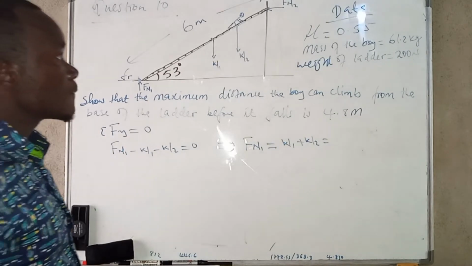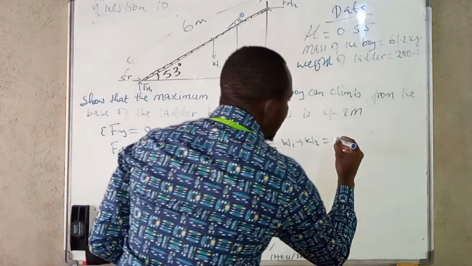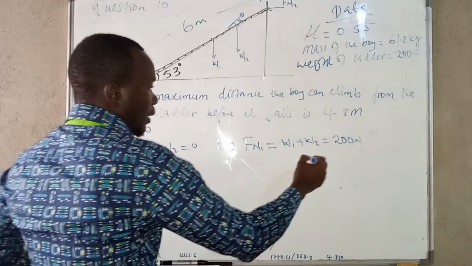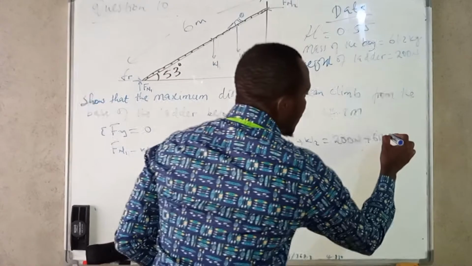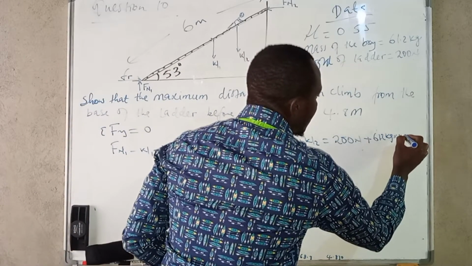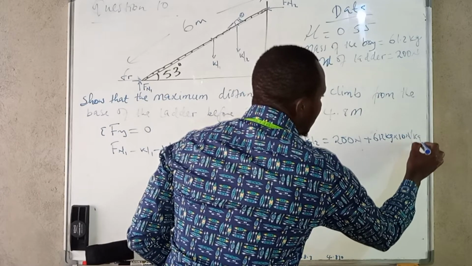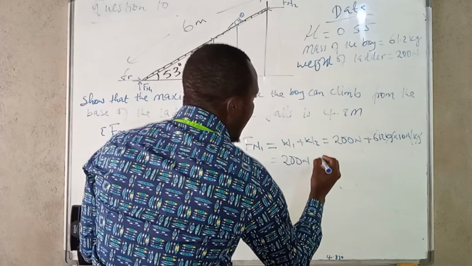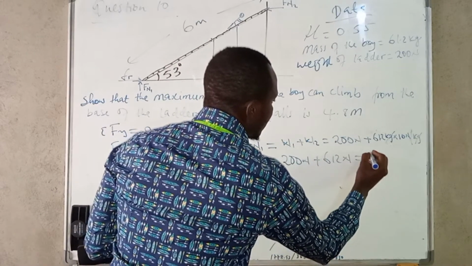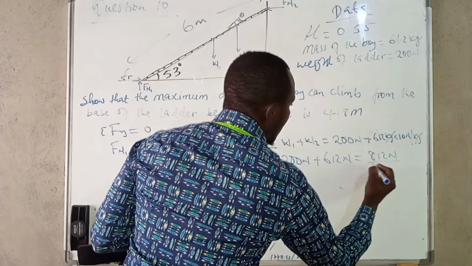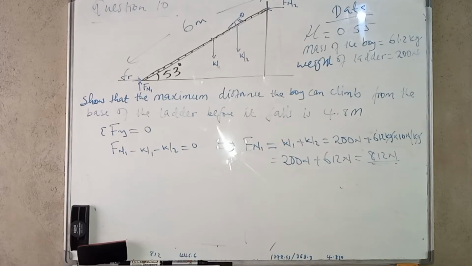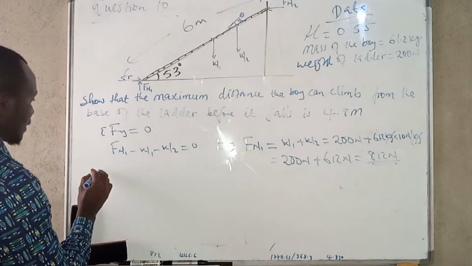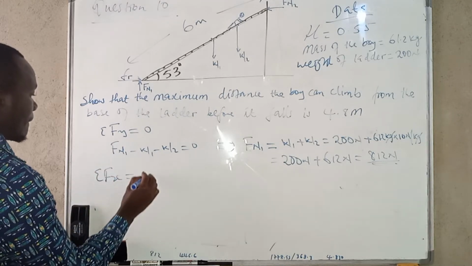Then weight 1, the weight of the ladder, is 200 newtons, plus the weight 2, which is 1.2 kg times 10 newtons per kg. So that this and this will go, and we're going to have 200 newtons plus 612 newtons, which will give us 812 newtons. The value for Fn1.